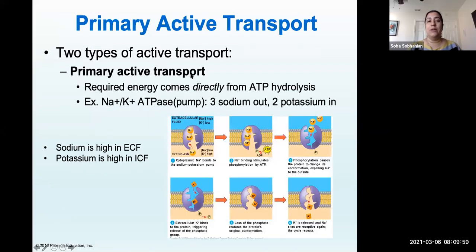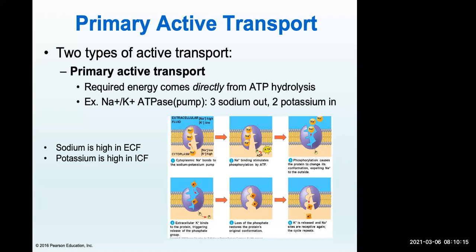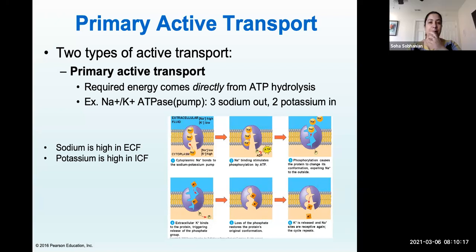Primary active transport implies that the main way, again, active implies it needs some sort of energy, but when I use the word primary, it implies that the main source of energy for that movement is going to be ATP. So if I want to move a molecule, I must have ATP present. That is all you need to know when I use the words primary active transport. It requires ATP to move the molecules.